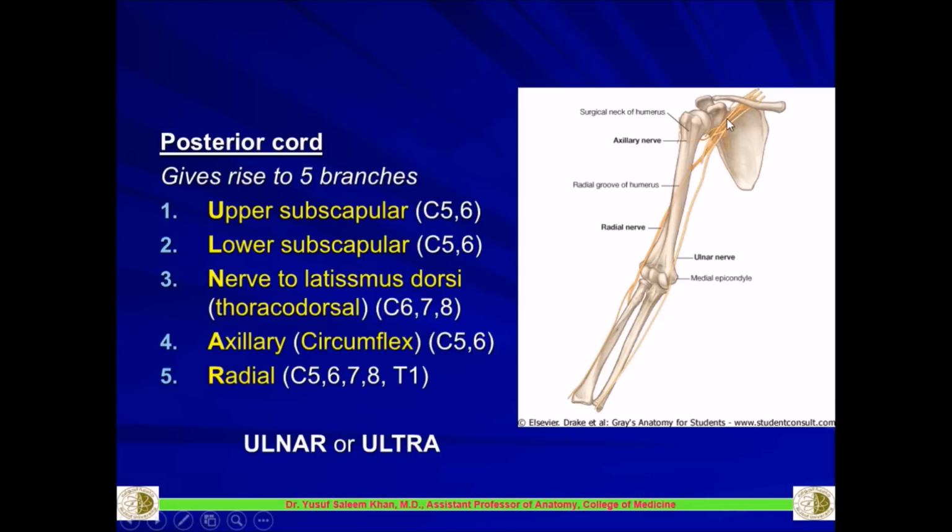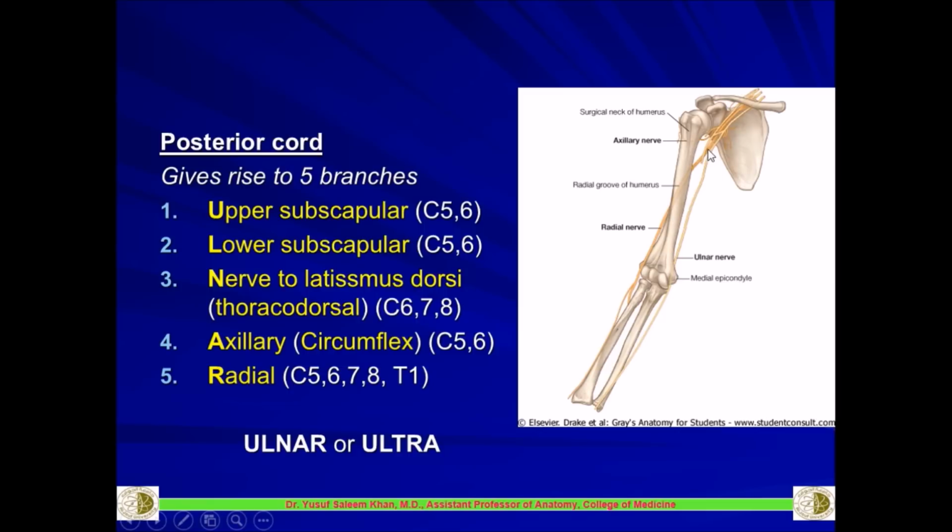So here you can see the darker yellow colored structures. These are the nerves which are coming from the posterior cord. And because they're coming from the posterior cord, with contribution from the dorsal division, they will be mainly supplying the posterior part of the upper limb.